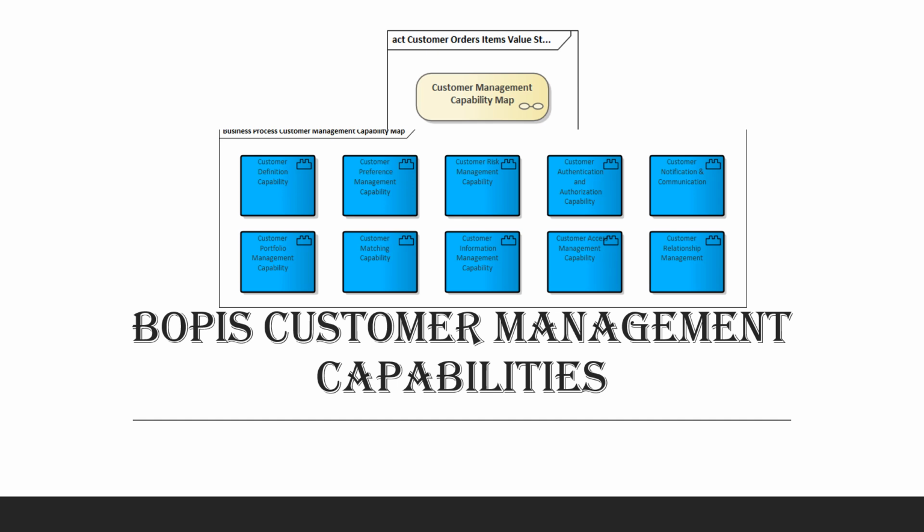There are sets of capabilities. What does it mean? What are the preferences? What's the risk associated with this? How do you authorize or authenticate them? Do you communicate with them back and forth? What is in their portfolio? Are they matching with other customers? Information management is the database, if you will. Customer access management, and finally, customer relationship management. All different kinds of capabilities that can apply to this particular capability map.